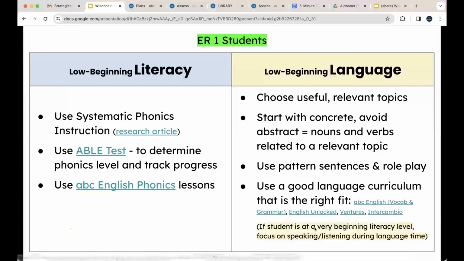I will say, if a student is at a very beginning literacy level, you may need to adapt some of these resources to focus especially on speaking and listening during your language portion of the lesson, and maybe skip over or adapt the reading and writing elements of some of these curriculum resources that maybe are not designed specifically for a low beginning literacy student.